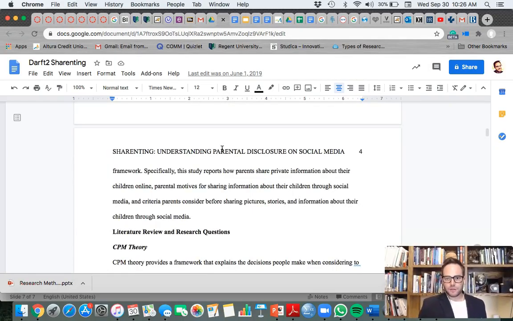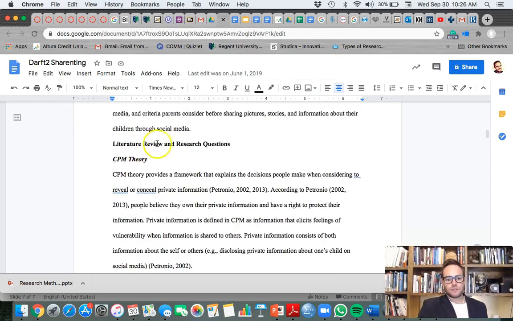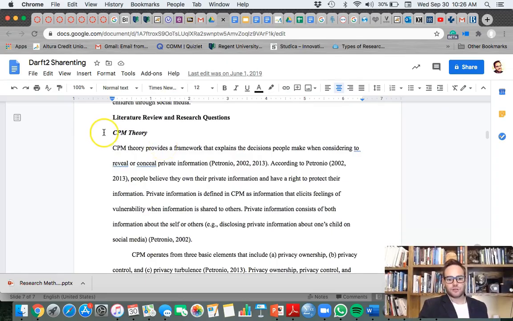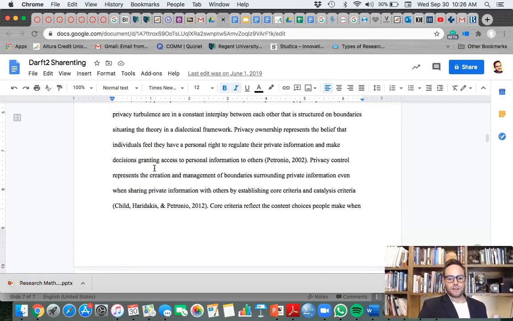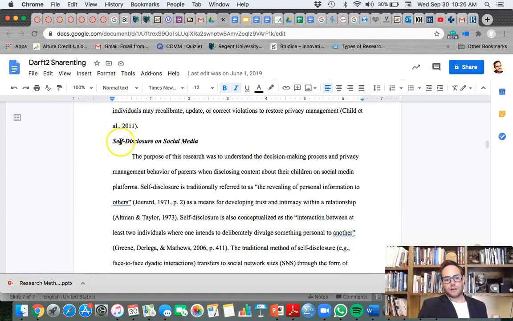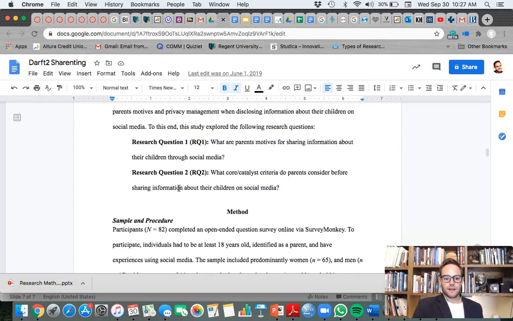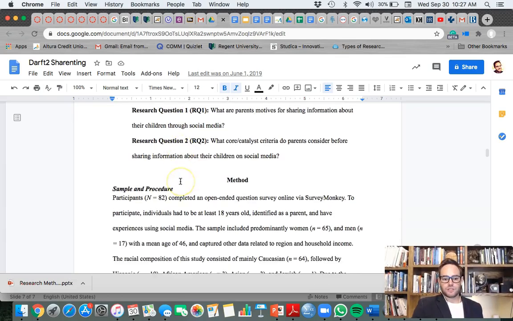I think in the final paper it is a little bit longer. And then I go into the literature review and research questions. Because I'm using theory to guide my questions and my research, I give a brief summary of that theory. And then I talk about self-disclosure on social media. What type of studies have other scholars completed looking at self-disclosure on social media? And then I have my research questions.